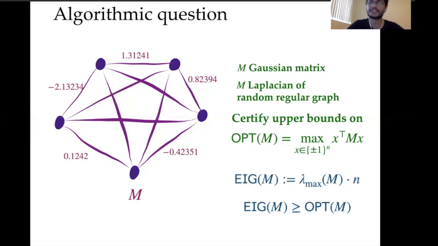So one simple way you can certify an upper bound is, well, you compute the maximum eigenvalue of the matrix M, and you notice that this vector X, which you're maximizing over, always has norm root n. So the maximum eigenvalue of M times n is always an upper bound on opt of M. So you can compute that number and output it.